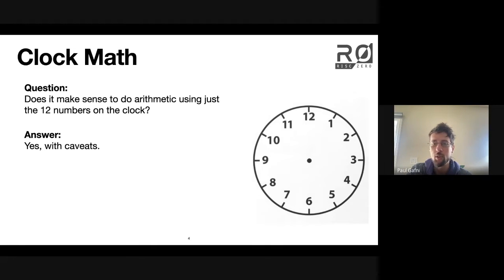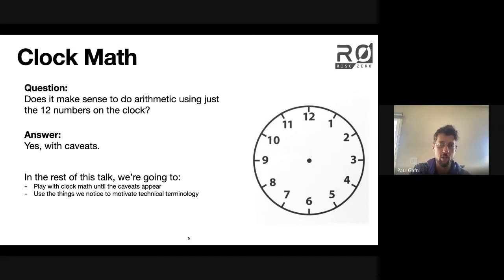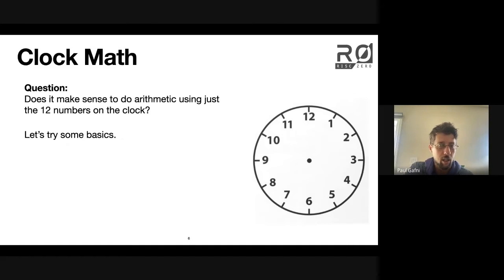We'll use the stuff that goes wrong to motivate some of the technical distinctions between rings and fields, and introduce some terminology like multiplicative group, generators, and roots of unity. So let's just try some basic arithmetic. Does it make sense to do 8 plus 8 on a clock?